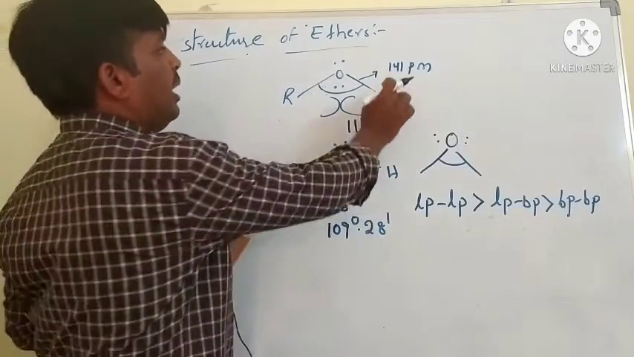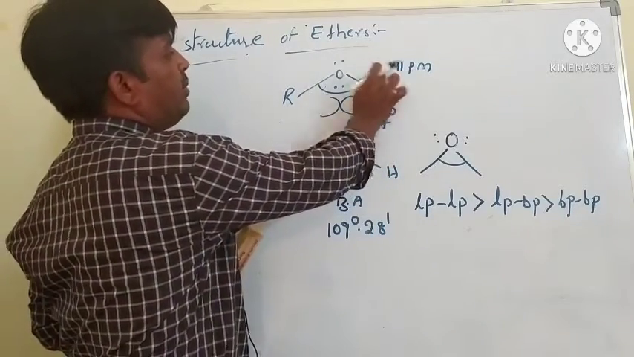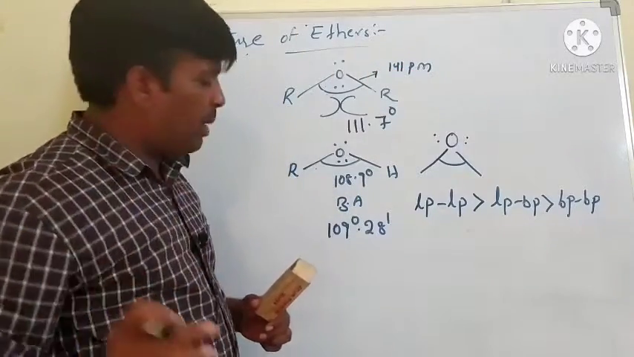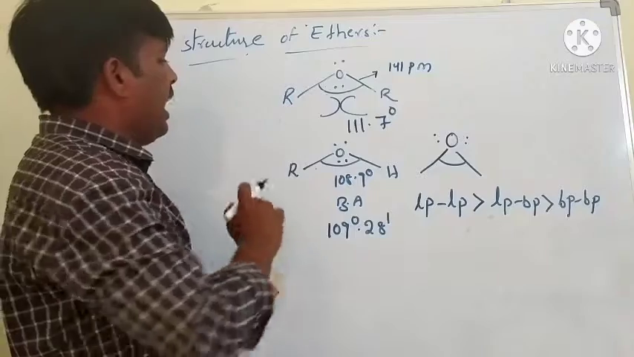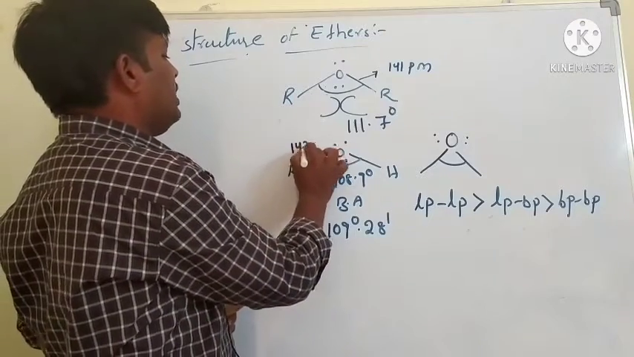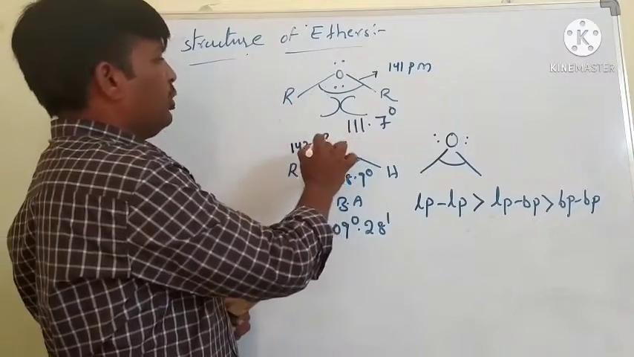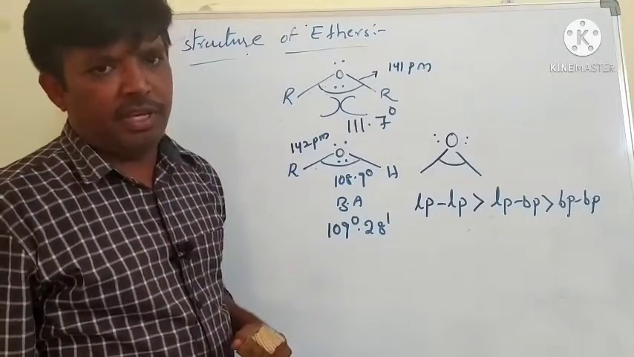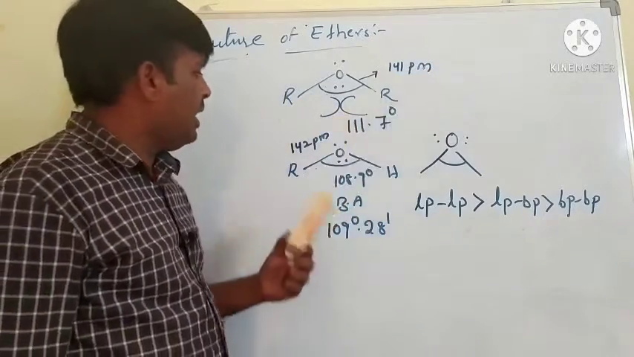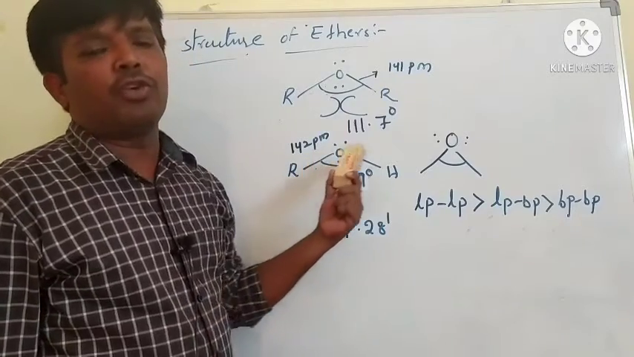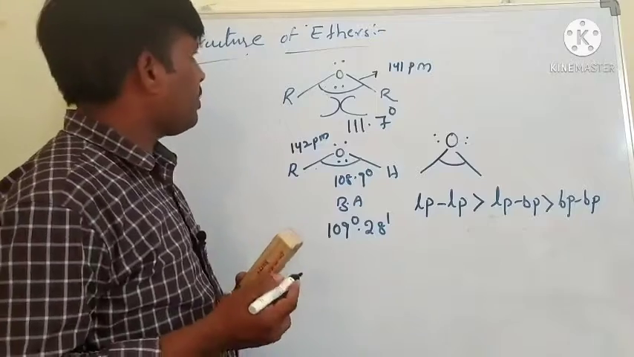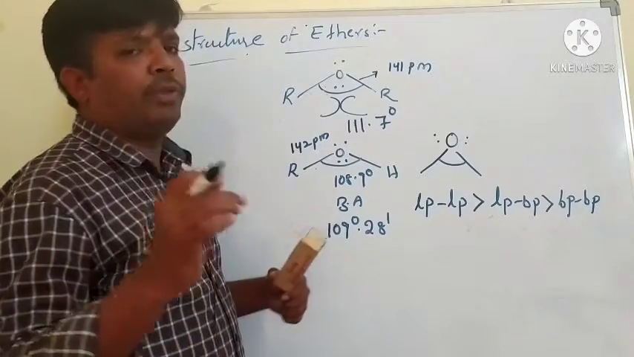And the bond length in case of ethers is 141 picometers between the oxygen and carbon, or oxygen and alkyl. And in case of alcohols also, it is 142 picometers. Both are nearly the same. There is no variation between them. Okay, that is the structure of ethers.